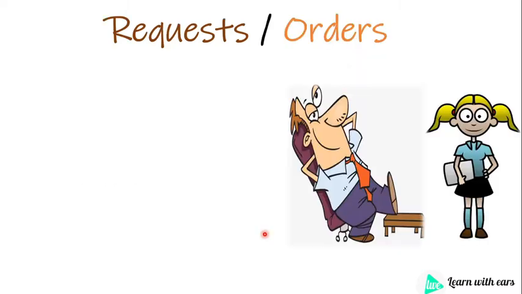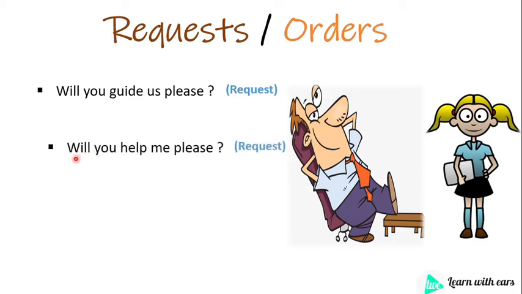Okay. Next, we use will for requests or orders. Let's see the sentences. Will you guide us, please? So someone is requesting guidance. It's a request because we are using please. We use please when we request someone. Next sentence, will you help me please? Here again we're using please. It's a request. Somebody is asking for help.